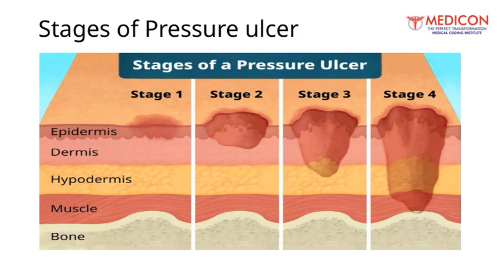Finally, Stage 4 is the most severe. It includes full-thickness tissue loss with exposed muscle, bone, or supporting structures. The ulcer is large and deep, often with necrotic tissue, and there's a high risk of infection or other complications. Remember, understanding these stages helps us tailor our care to promote healing and prevent further deterioration. Recognizing the progression early is essential in our overall effort to improve patient outcomes and reduce complications associated with pressure ulcers.